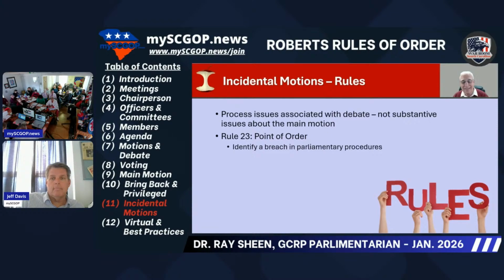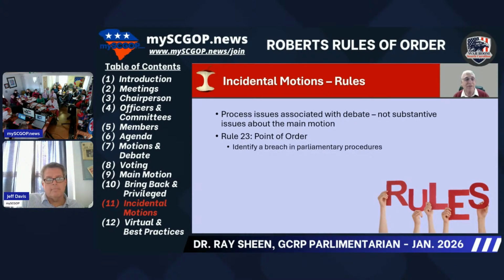This motion does not require a second. It can't be debated, and it can't be amended. However, the chair can ask the person who made the motion to explain why they think the rules have been violated. This rule is not subject to a vote by the assembly. Rather, the chair makes a ruling.